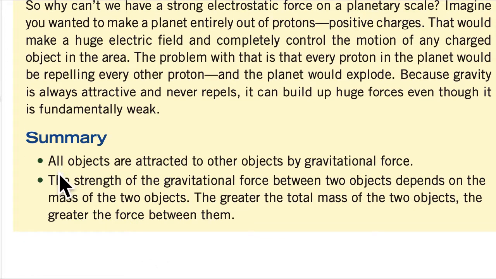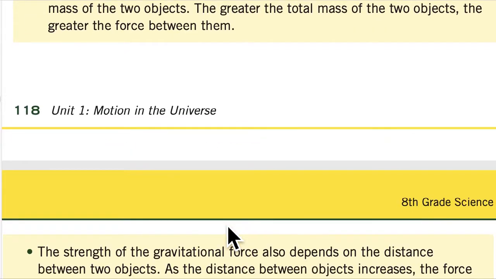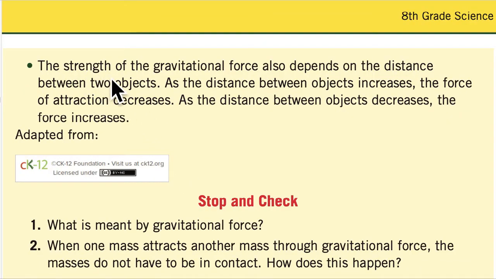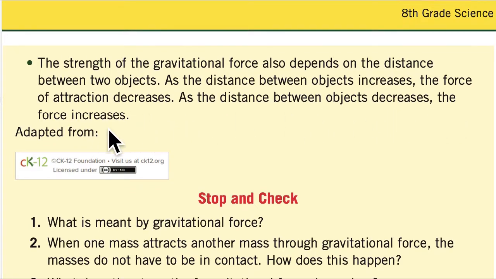Summary: all objects are attracted to other objects by gravitational force. The strength of the gravitational force between two objects depends on the mass of the two objects. The greater the total mass of the two objects, the greater the force between them. The strength of the gravitational force also depends on the distance between the two objects. As the distance between objects increases, the force of attraction decreases. As the distance between objects decreases, the force increases.